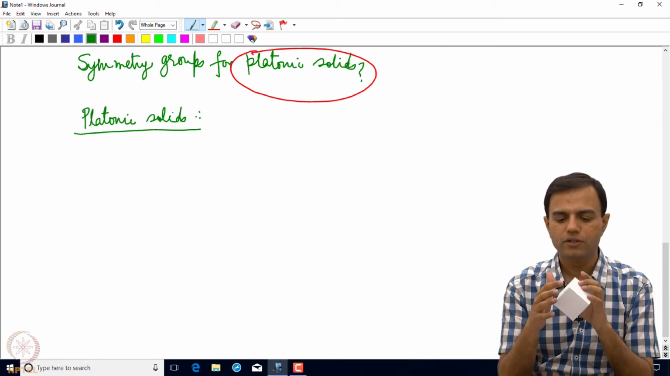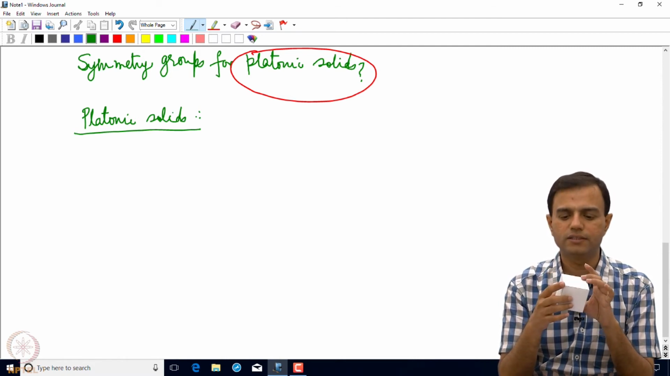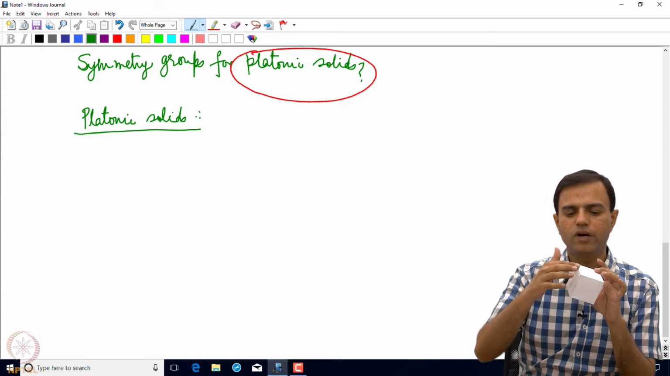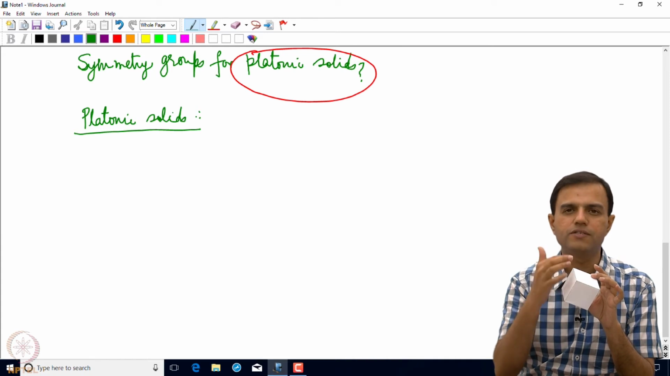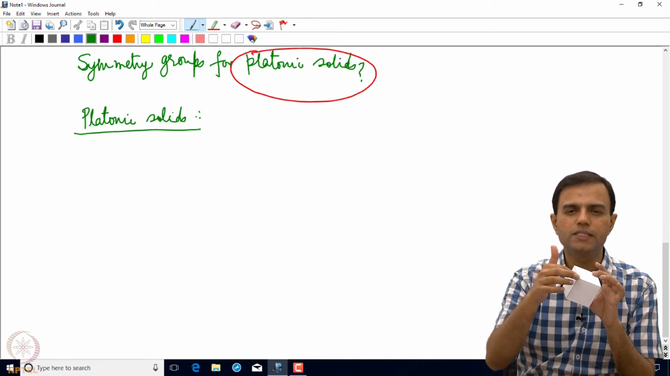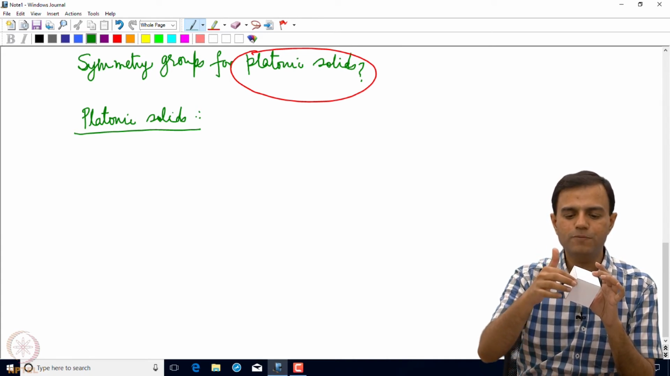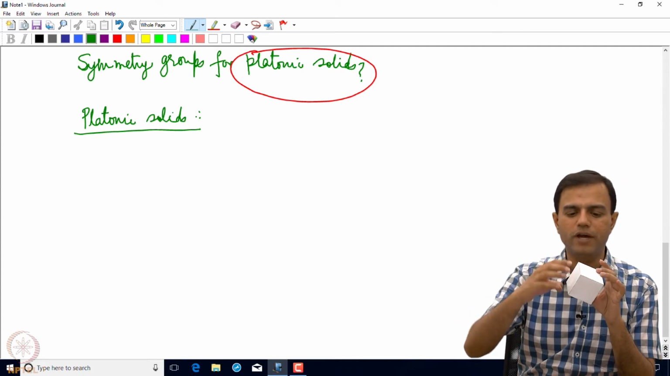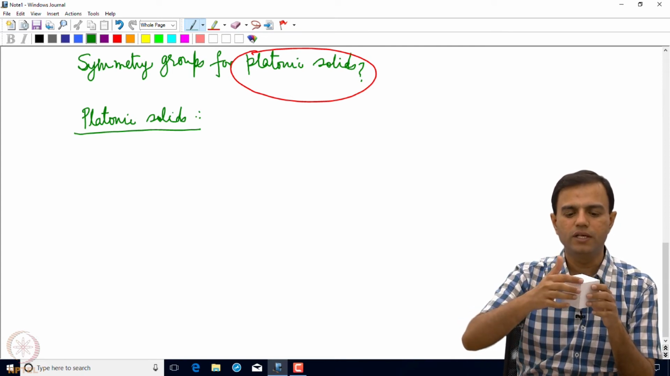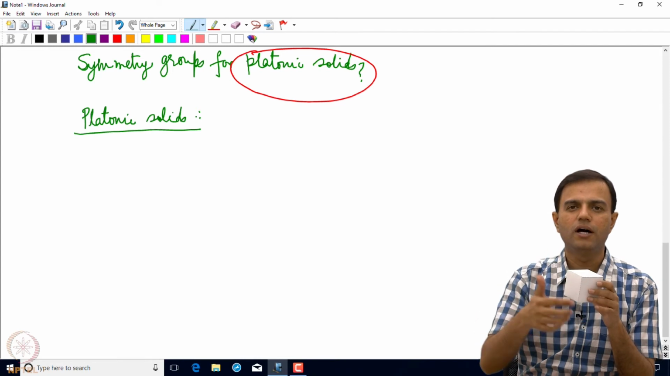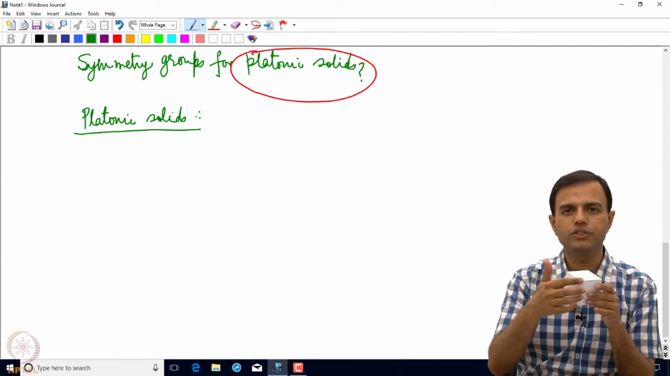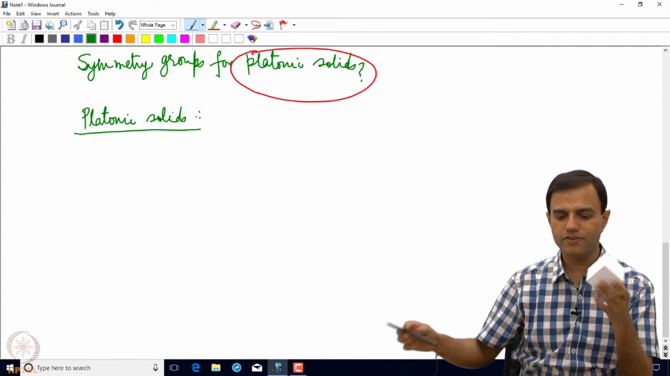What else? We take this vertex: 1, 2, 3. There are exactly 3 edges which are adjacent onto this vertex, and this property is same for all the vertices. So, if I pick some other vertex, say this one, again there are 3 edges which are adjacent to this. So, I will just write this.